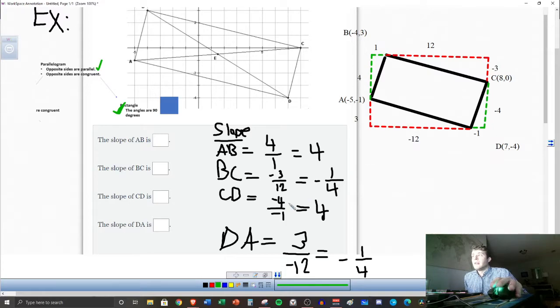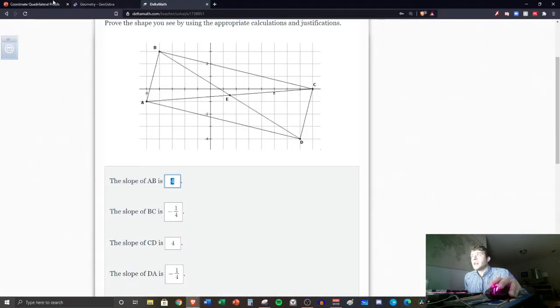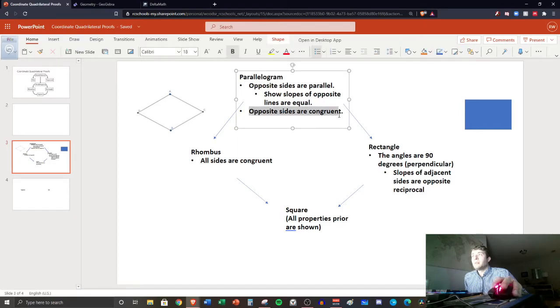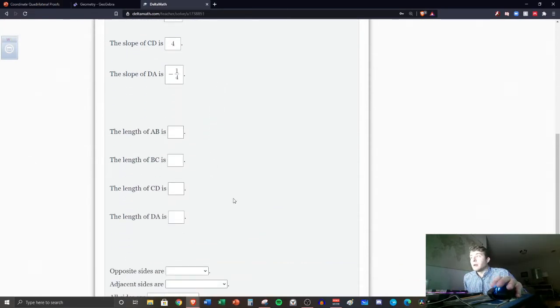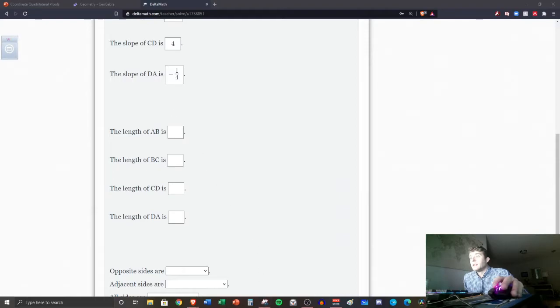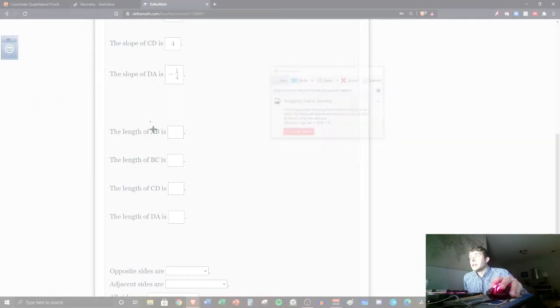All right, cool. Now, the next thing we need to show is that opposite sides are congruent. That has to be true. So how do we show opposite sides are congruent? Well, we need to find how long they are. So that is the next section here. We have to find the length of all these sides. So you're going to repeat the exact same thing that we did.